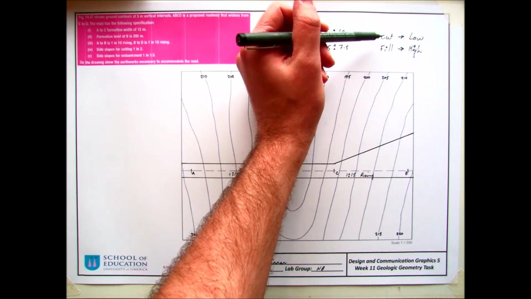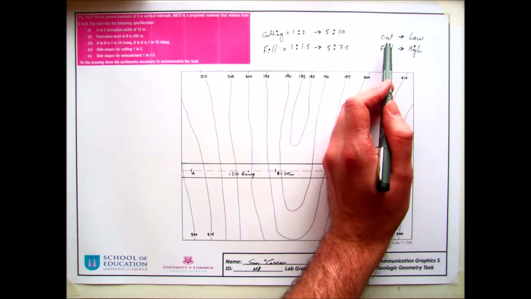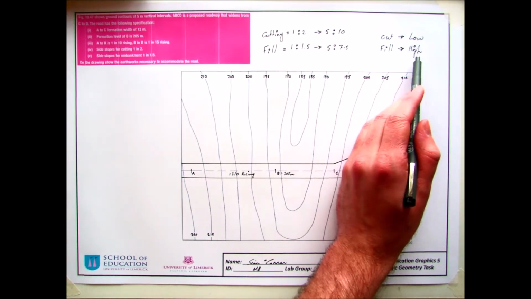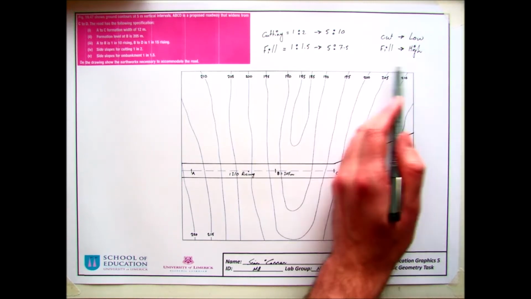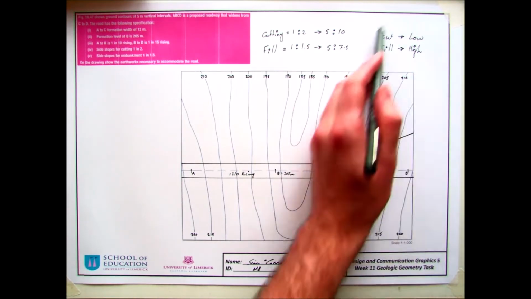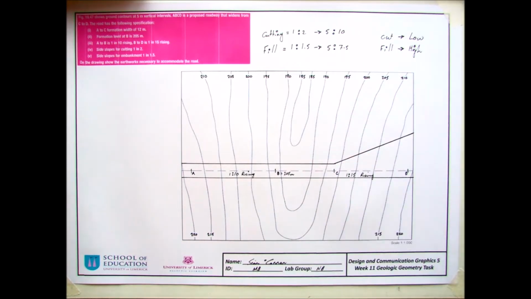Another way to remember this, cut low, fill high, is a bit of a saying that I like to say to myself that helps me remember this: cut the grass low and fill the trailer high. Now if you can think of something else that helps you remember this, that's absolutely fine. I just find that a nice way to remember that it's cut low and fill high.